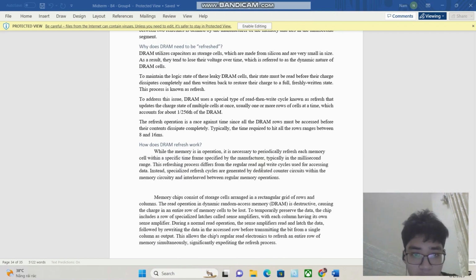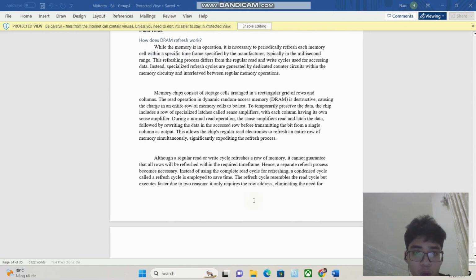To address this issue, DRAM uses a special type of read then write cycle known as refresh that updates the charge state of multiple cells at once, usually one or more rows of cells at a time, which account for about 1 over 256 of the DRAM. The refresh operation in the array against time: each DRAM row must be accessed before the content dissipates completely. Typically, the time required to hit each row ranges between 8 and 16 milliseconds.